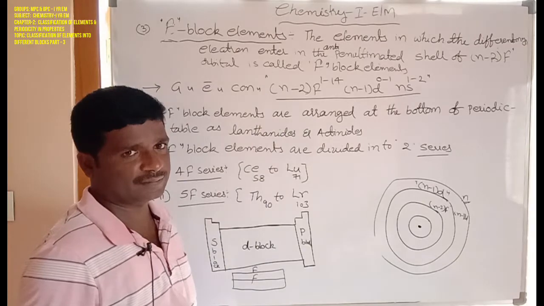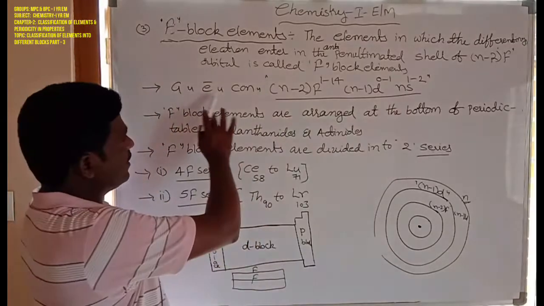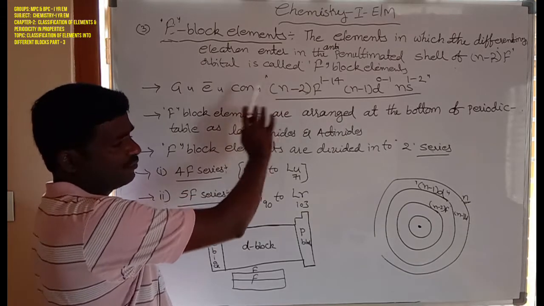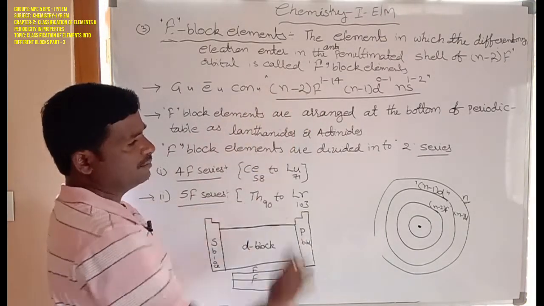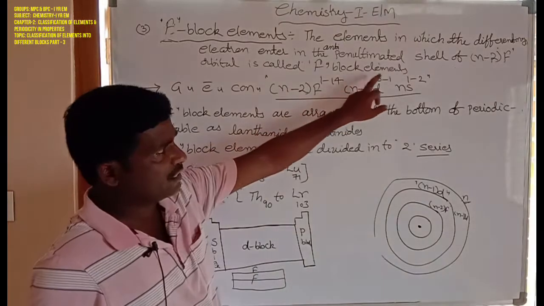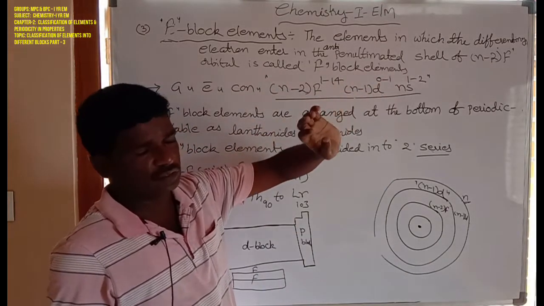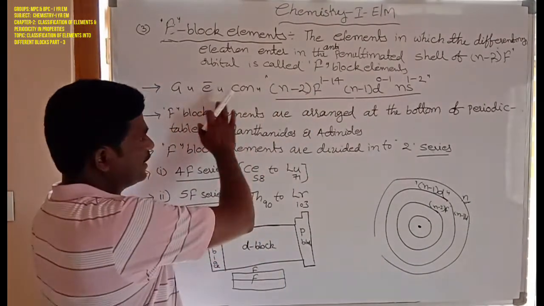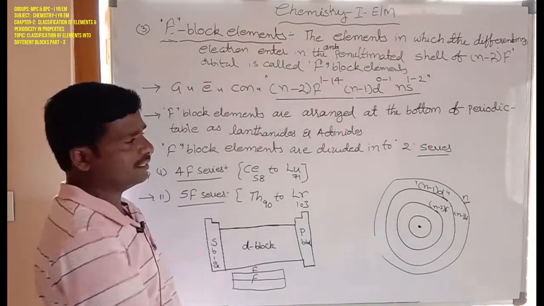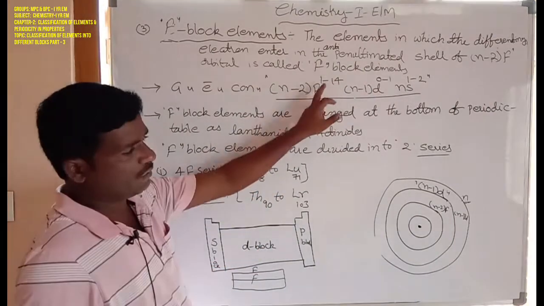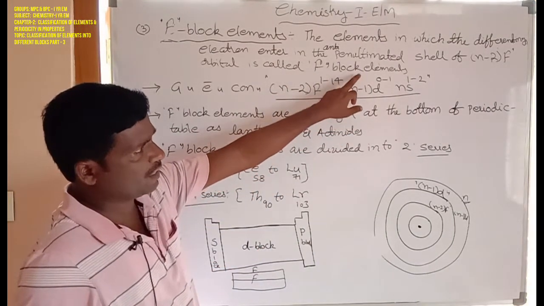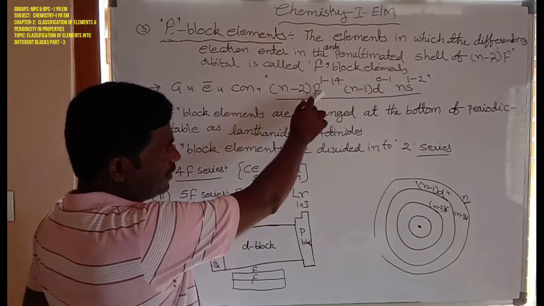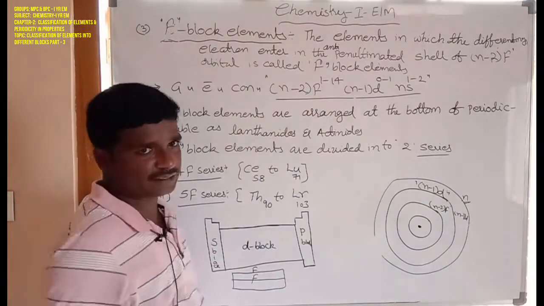F block elements. Next point, the general electron configuration of F block elements is (n-2) f 1 to 14, (n-1) d 0 to 1, ns 1 to 2. That is the electron configuration of the F block elements. Here the (n-2) f orbital consists of 1 to 14 electrons.